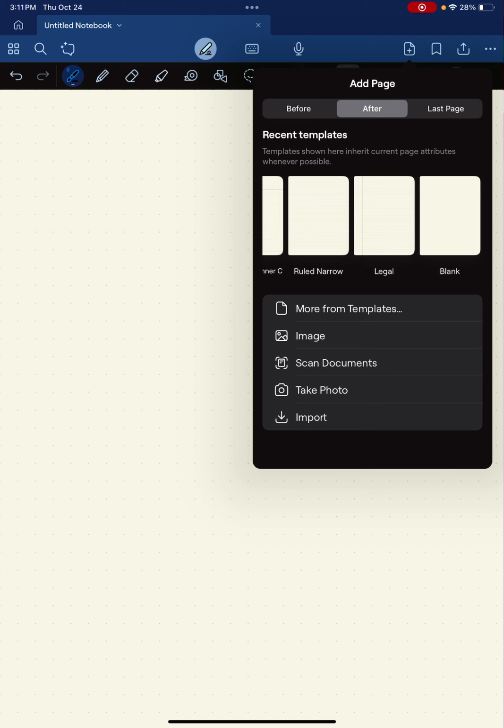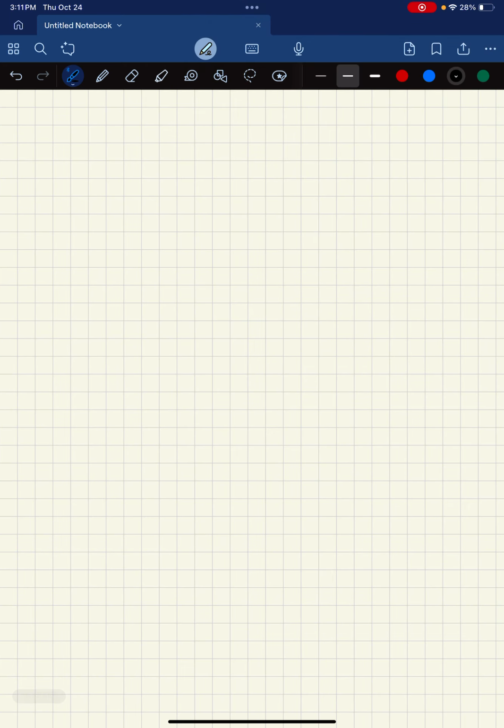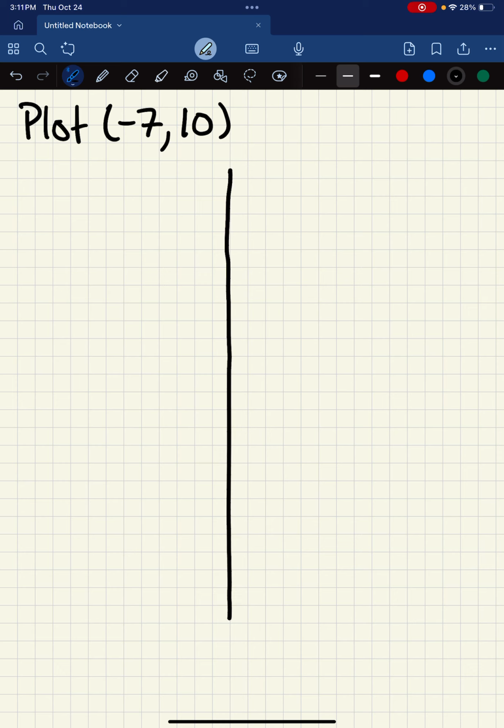I wonder if this thing has square paper. Let's try that. So let's plot -7, 10. Let's see, and I may not get this exactly centered here, but like that. So first let's find -7.